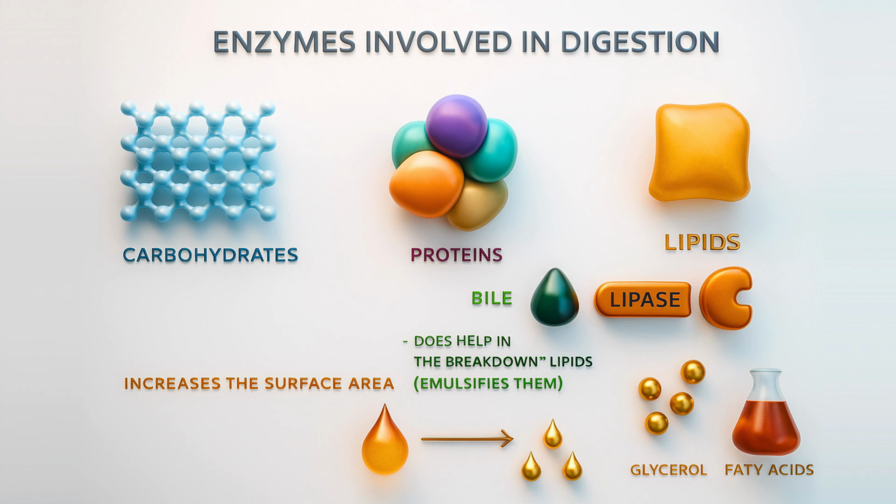Before we wrap up, it is also essential to understand where these digestive enzymes are produced within the body. All three major types of digestive enzymes, including amylase, protease, and lipase, are produced by both the pancreas and the lining of the small intestine. In addition to those, amylase is also produced by the salivary glands located in the mouth, which is why digestion of starch actually begins as soon as we start chewing.